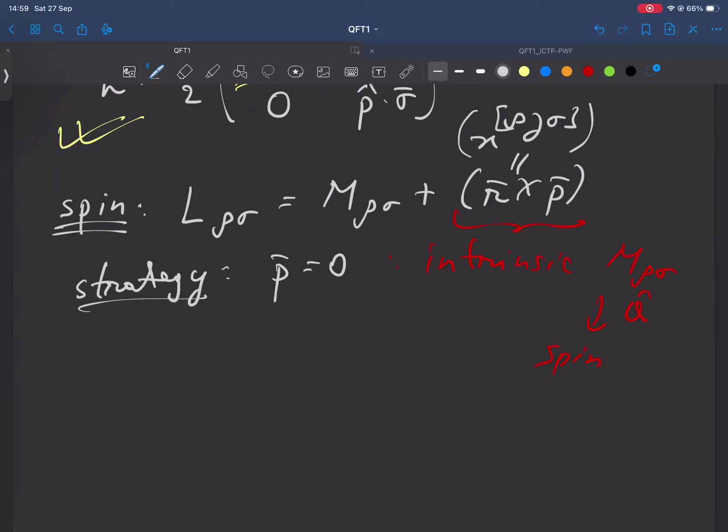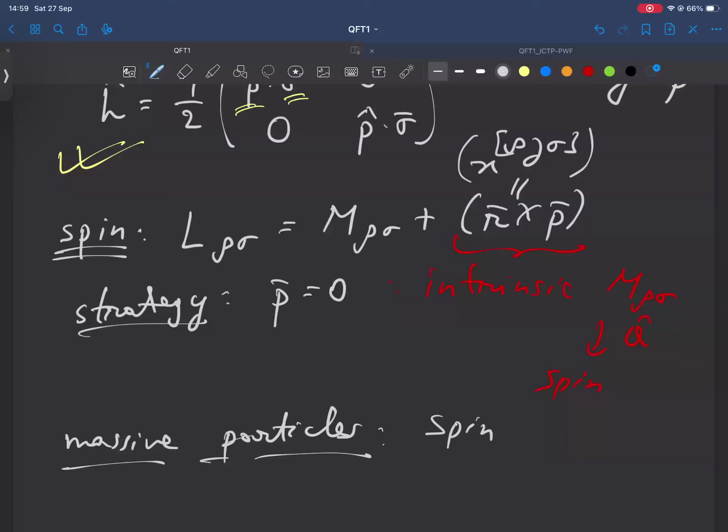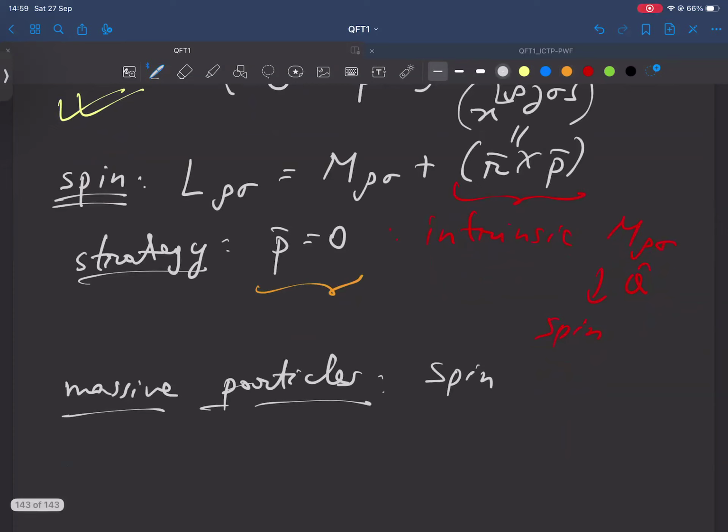Now, here, you see that this is fine when you are dealing with spin of massive particles. Okay. When you're dealing with massive particles, spin makes sense because there always exists a frame, in which you can set the particle's momentum to zero, right? Which is called the rest frame of the particle. So because it's a massive particle, you can do that.